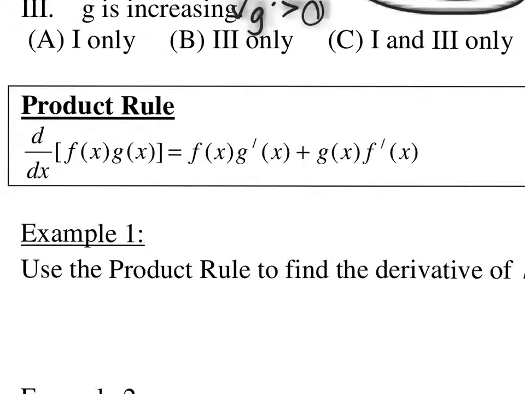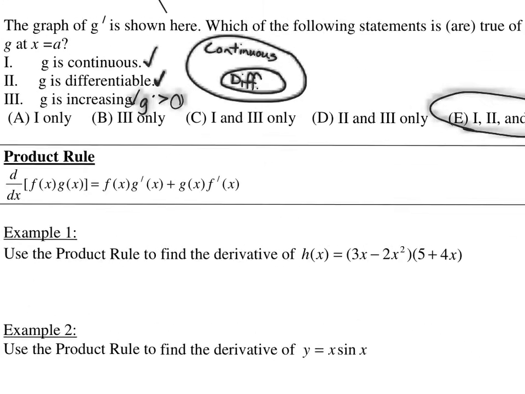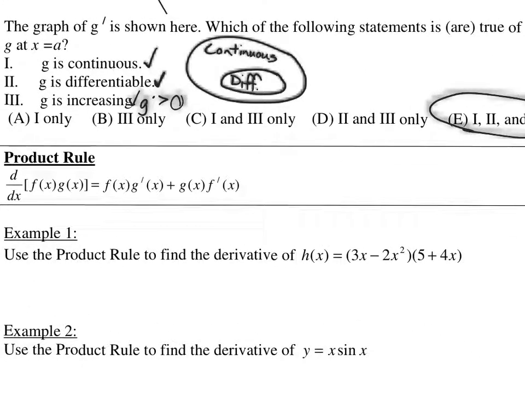For the second one, we're adding together f and g, but now we're taking the derivative of f. As long as you keep in mind that you've got to have both of them multiplied together, but one of them is differentiated in each pair, this is pretty easy to remember. So let's actually look at how to use this with a function like 3x minus 2x squared times 5 plus 4x.